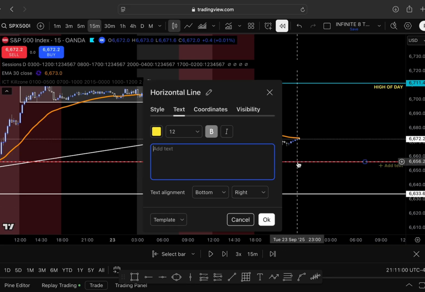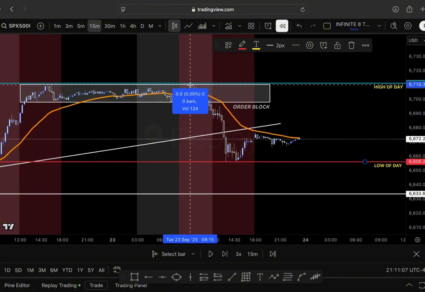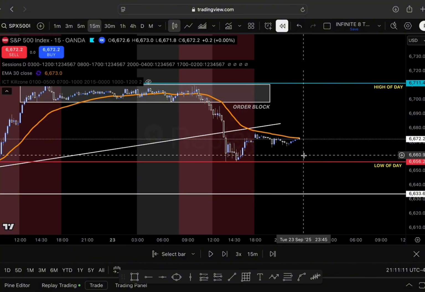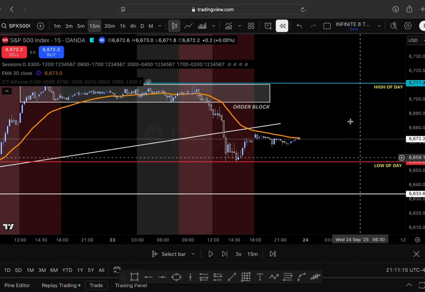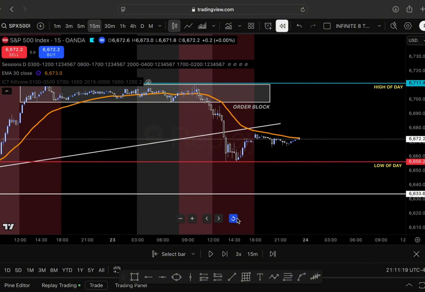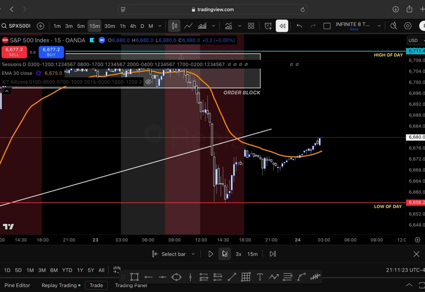And the red is going to be the low of day. Basically what I'm measuring is where price was, from the highest point of yesterday to the lowest point of yesterday. Okay, so we're going to use that as areas for targets, or areas for support and resistance.